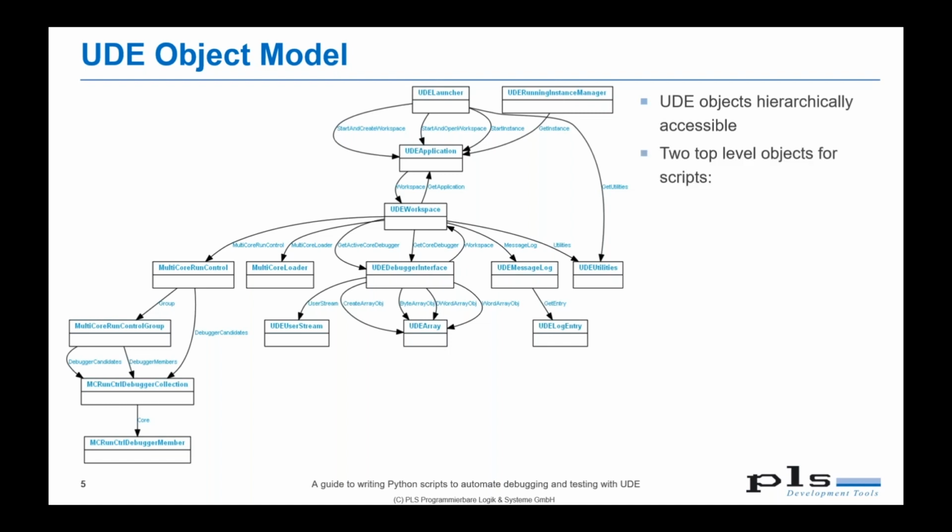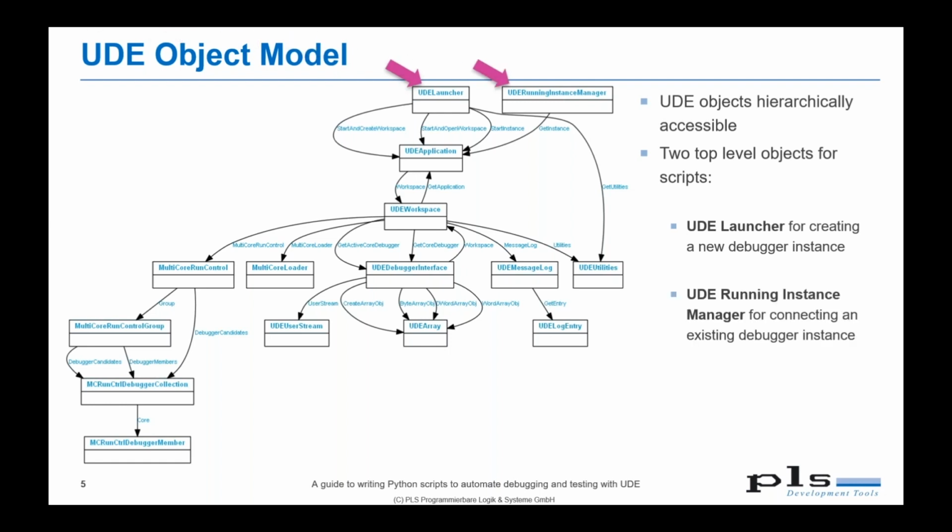At the very top of this hierarchy, there are two objects that are used as a starting point. The first one is the so-called UDE launcher object that is used if you want to create a new debugger instance, so basically to start UDE. And the other object is the UDE running instance manager, which is used if you already have a UDE session opened and you want to connect to that session.